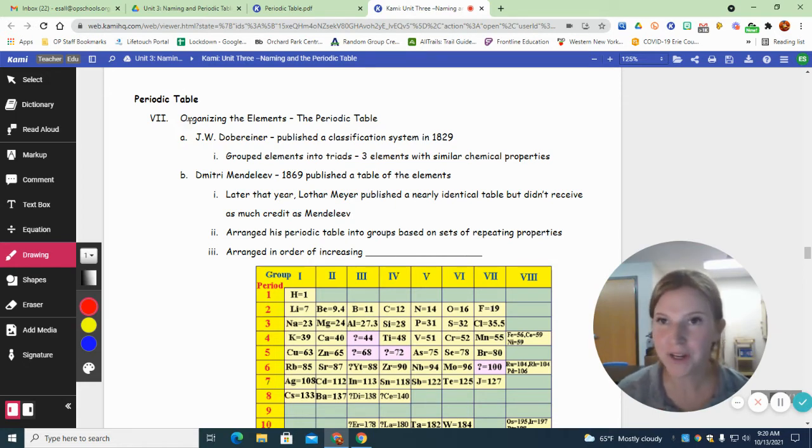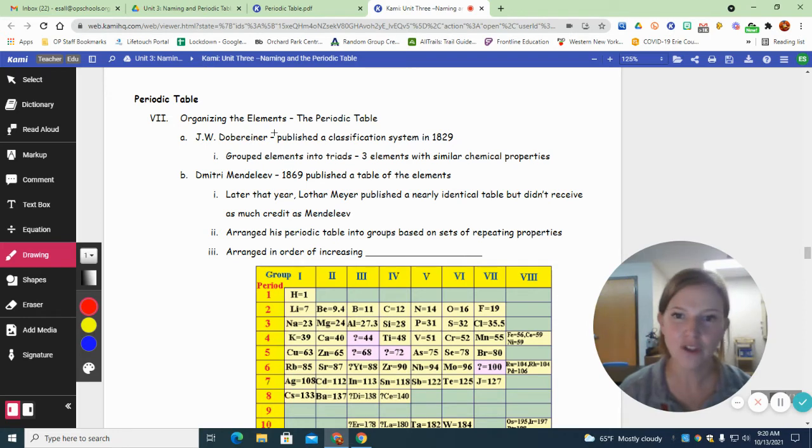So the history of the periodic table starts way back in 1892 by J.W. Dobereiner, who was the first one to really publish a classification system of the elements that we knew about at that point. Up until this time, really all we had was an alphabetical list of the elements that we knew about. It didn't tell you anything else about the properties of those elements or how they might react.